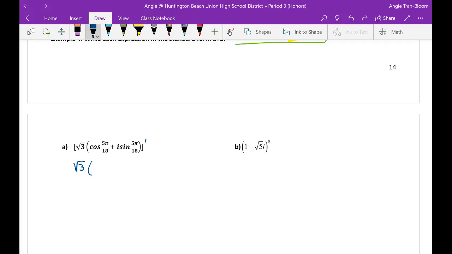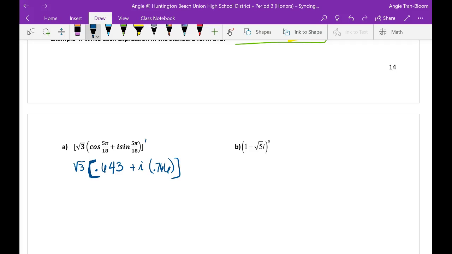Cosine of 5 pi over 18. This is not one that you could do by hand or by memory, so I'm going to punch it in. Ready? Cosine, let me see if I'm in radians. I am in radians. Perfect. Cosine of 5 pi divided by 18. This is giving me 0.643 plus i, let me do this square bracket, i times sine of the same thing. That's going to give me 0.766. Now I will distribute your rad 3.